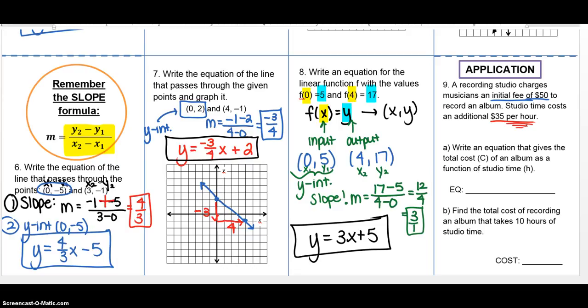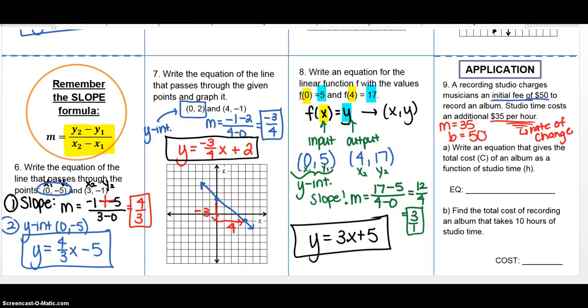Hopefully that per hour is reminding you of rate of change. And rate of change is a fancy way of saying slope. So what does that mean? That means that we know our slope is 35 and we know our b value or our y-intercept is 50. It's the fixed rate, it's not changing.